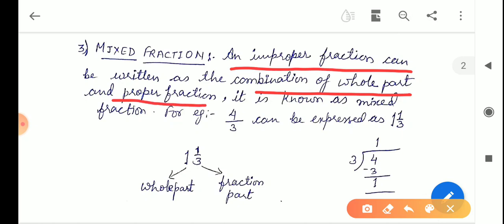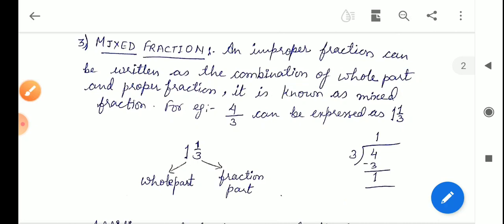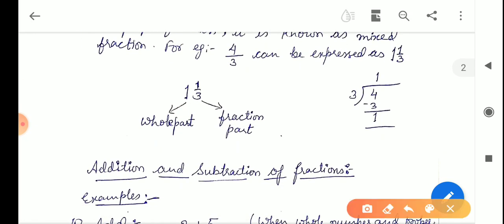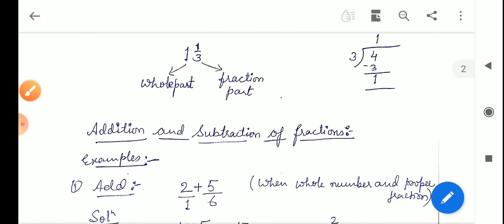Let us take one example of an improper fraction, that is 4 by 3. The first thing we need to notice is that 4 is greater than 3, that is, the numerator is greater than 3. We divide 4 by 3, and we see the remainder is 1, quotient is 1. So this is converted into a whole and a fraction part. So 1 is the whole part, 1 by 3 is the fraction part. This is known as a mixed fraction.